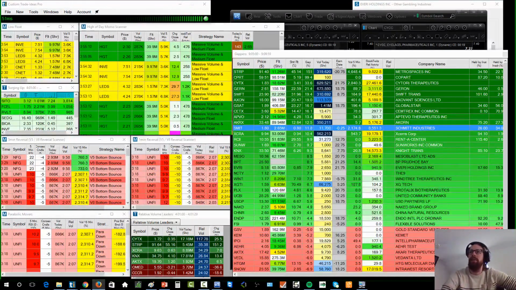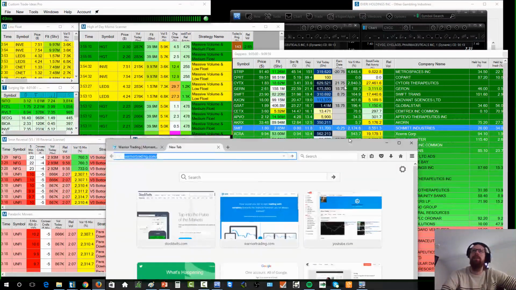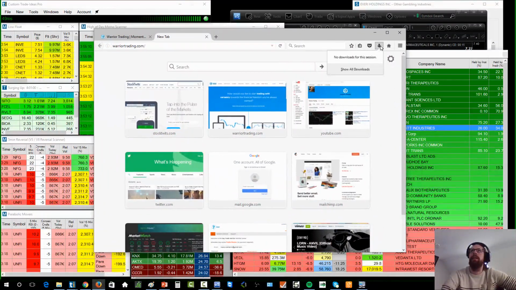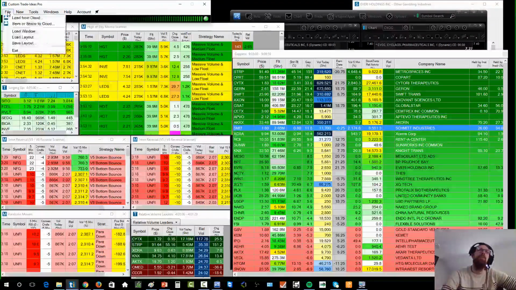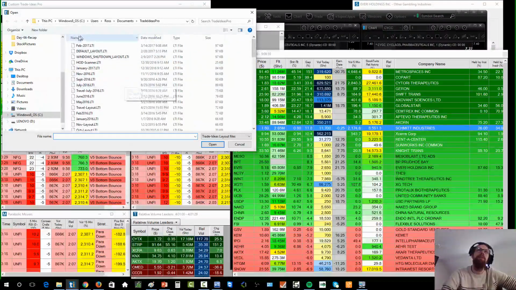So you download it, and you'll click right here to grab your download, show all downloads, drag the file over to the desktop or something like that, and then you go to File. Once this is open, you go to File and you say Load Layout. And then you simply load the layout that you want.